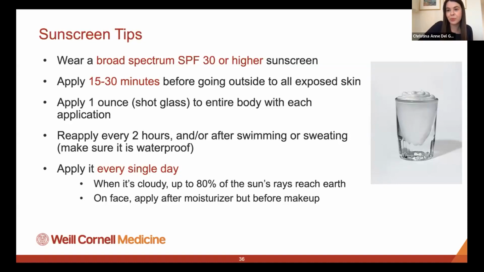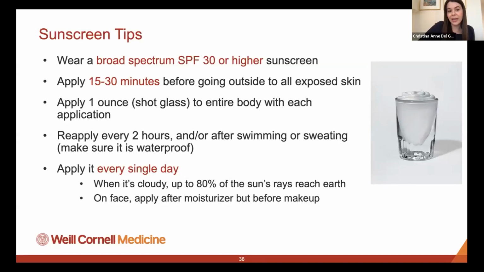And I think oftentimes where people struggle a bit, you really want to apply it after swimming or sweating. And if you're going to use it in the setting of swimming or sweating, you want to make sure you have a waterproof sunscreen. I tell my patients to apply sunscreen every single day on exposed areas. If you make it a habit, then you don't even think about it. Most of us are outside at least for part of the day, whether going to work or running errands. When it's cloudy, even up to 80% of the sun's rays reach the earth, and you can get a sunburn even when it's cloudy. So just because it's cloudy doesn't mean you don't need sunscreen.